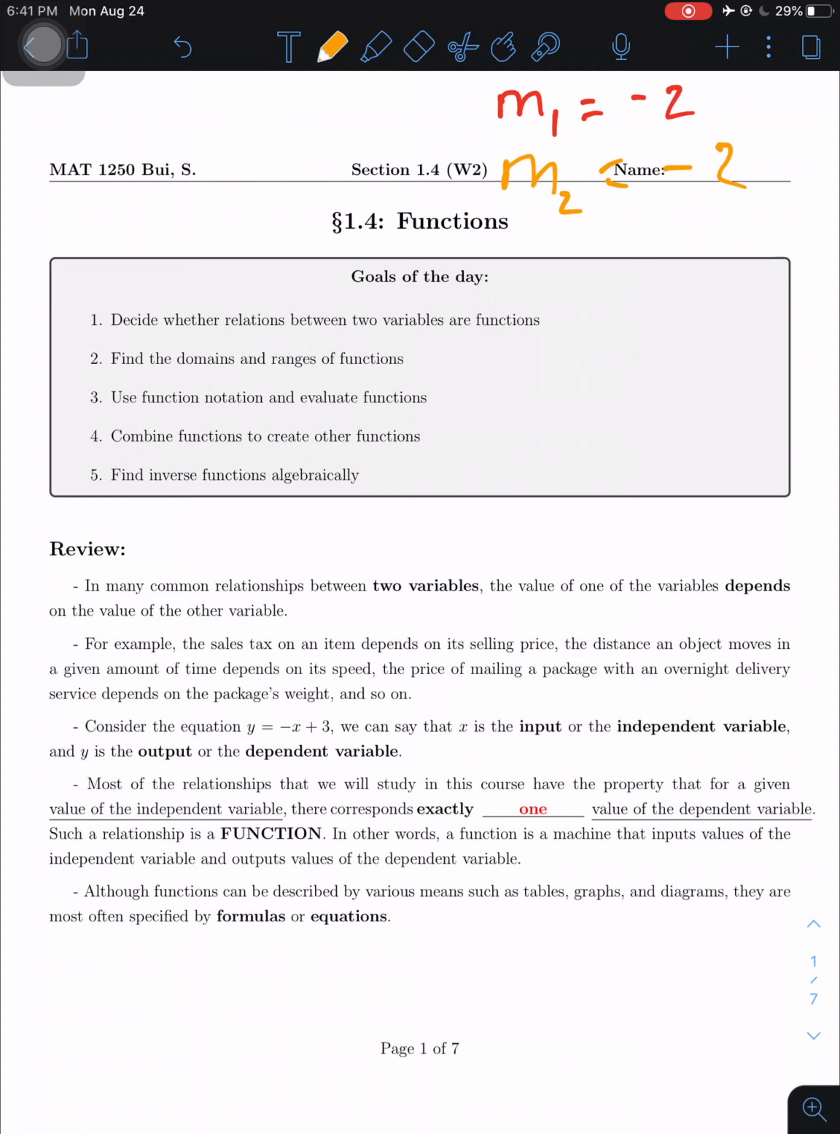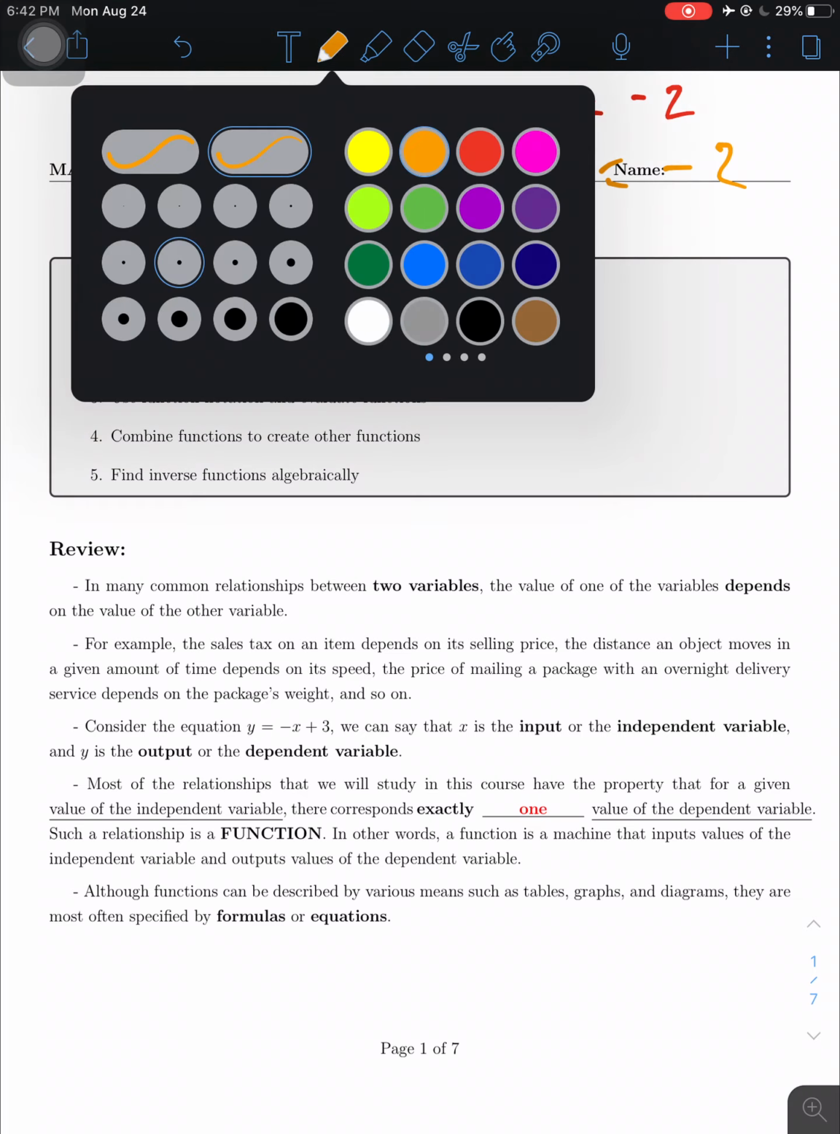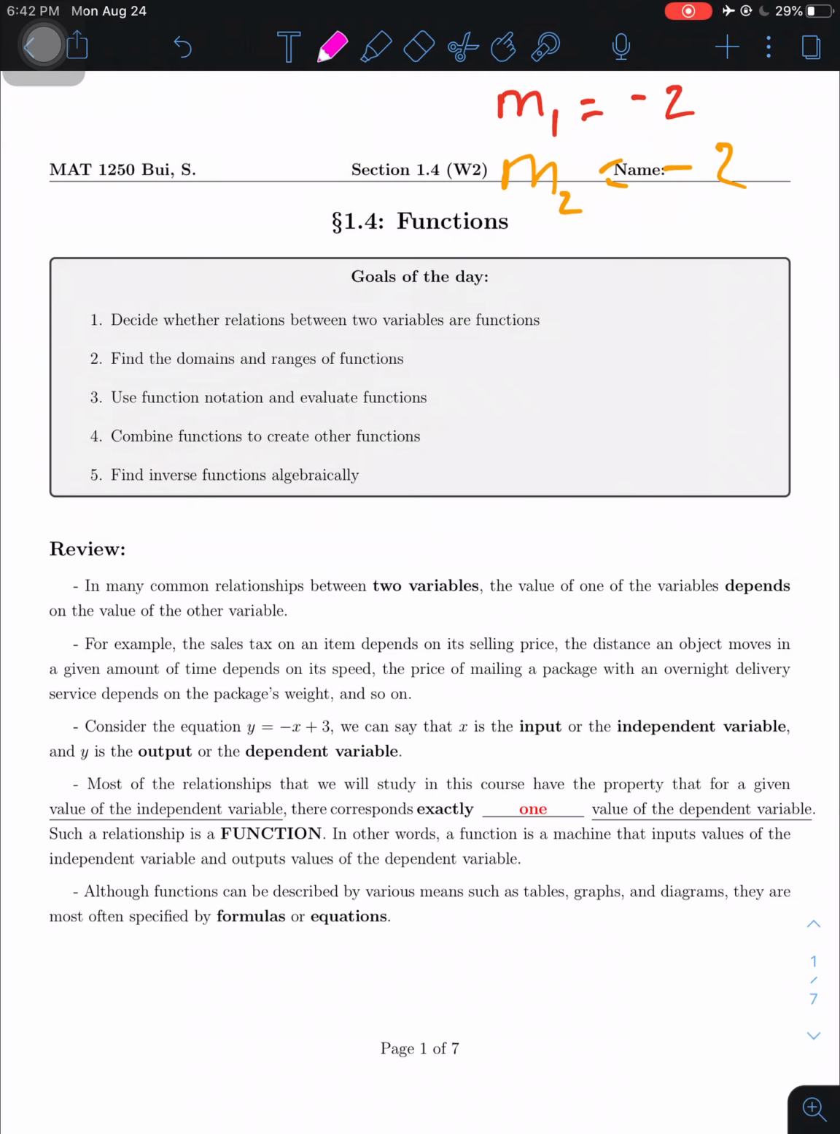Why is that so? Because for parallel lines, their slopes must be equal to each other, okay? And in another scenario, if I ask you to find the slope of the line that is perpendicular to this line right here, then you're going to tell me m2 equals 1 over 2. Why is that so? First of all, 1 over 2 is the flip of 2.